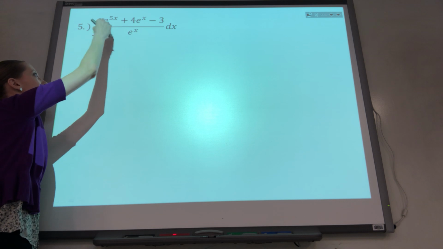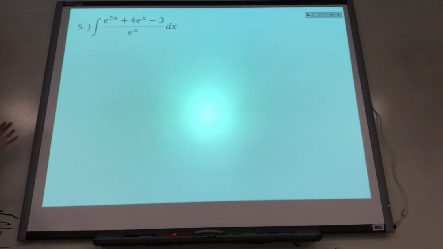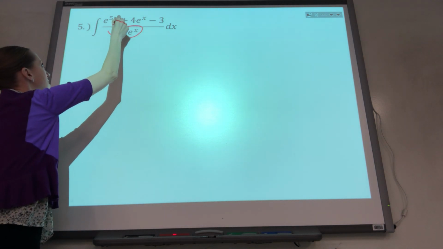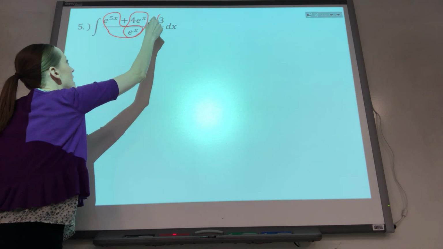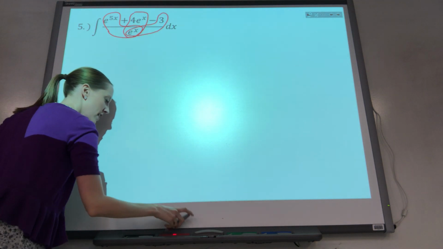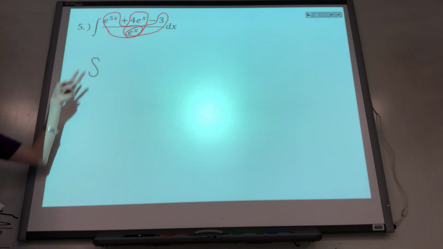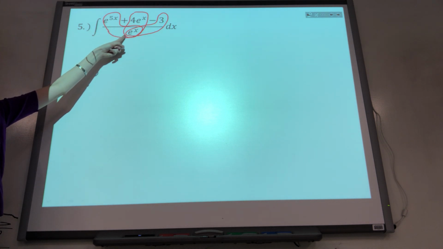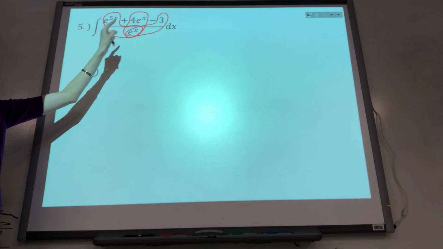I know some of you like to write it where you bring that up to the top and make it negative. That works, but you can also just take each term on top and divide it by the term on bottom. I kind of like to do it this way because then you don't have to distribute. You're just simplifying right off the bat. Now, what if you look at this first part right here, e to the 5x divided by e to the x?